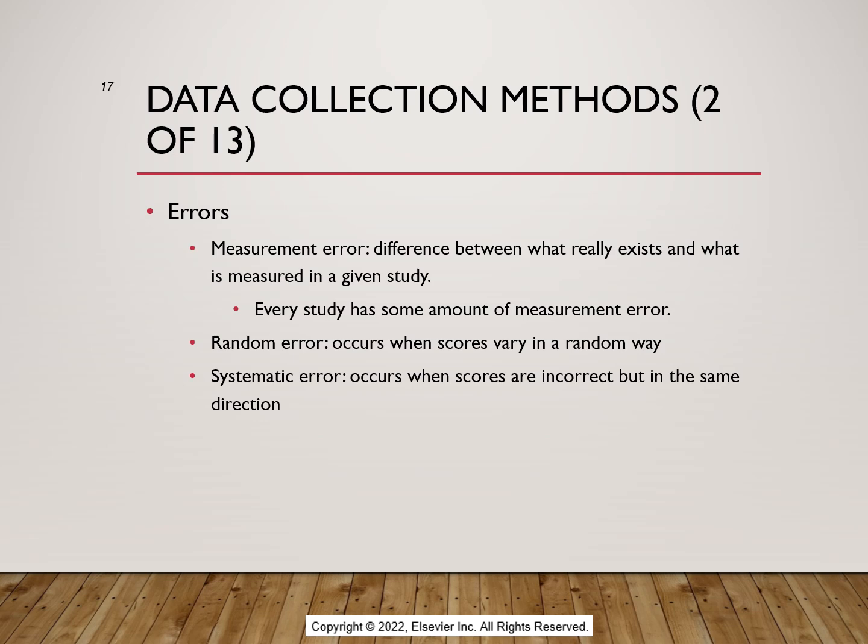Other things to take into consideration are errors. There are always errors in data collection. They could be measurement errors, that's the difference between what really exists and what is measured. Could be a random error, so we don't know why it occurs. It occurs in a random way. Or systematic errors, when the scores are incorrect, but they're always in the same direction.